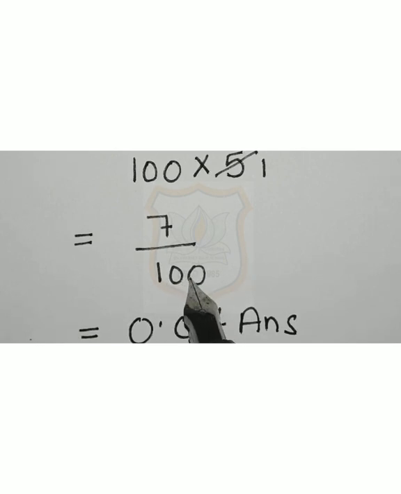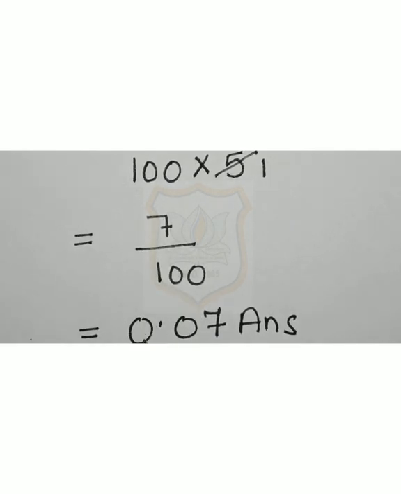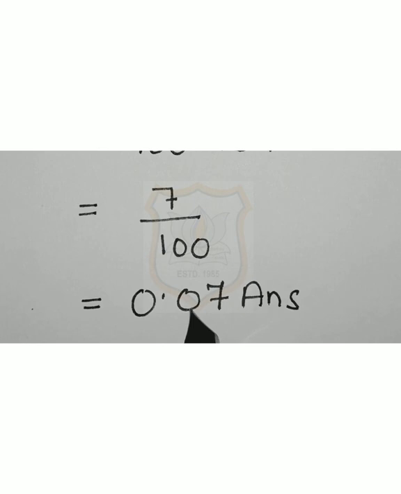Now 100 has 2 zeros. So this decimal will move 2 digits towards the left side of this 7. This 7 and then we put 0 in front of this 7 and our answer will be 0.07.